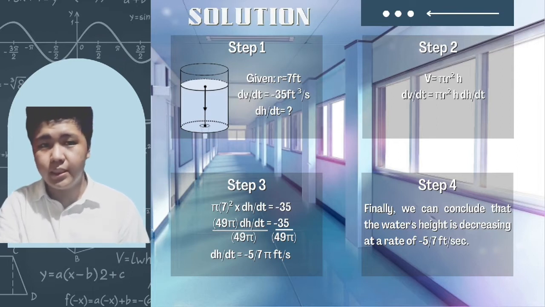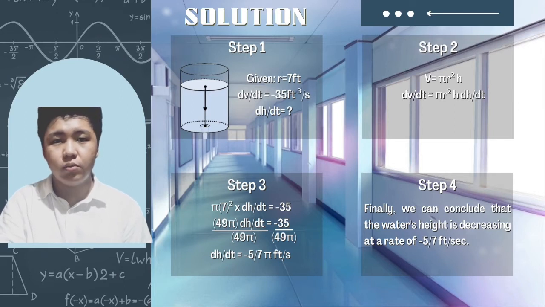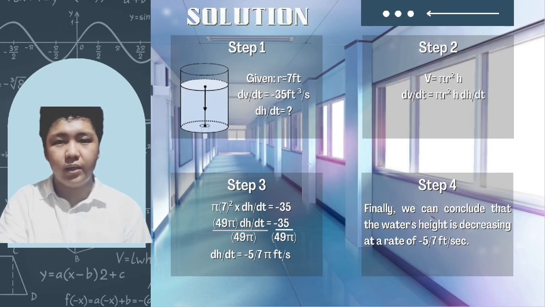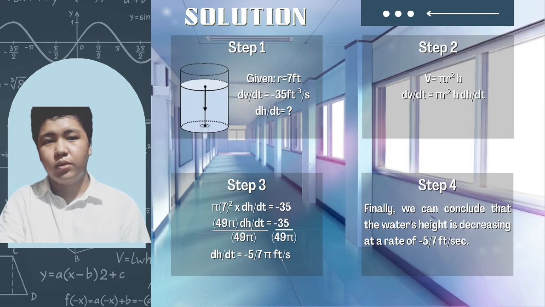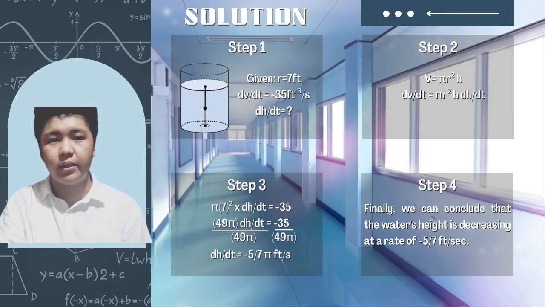By substituting dV over dt, we obtain pi 7 squared dH over dt equals negative 35. Next, we just need to continue solving the equation, and we will end up with 49 pi dH over dt equals negative 35. To solve for dH over dt, we must divide both sides by 49 pi. So we'll end up with negative 35 pi over 49 pi, and we need to simplify it for the final answer. So the answer is negative 5 over 7 pi. Finally, we can conclude that the water's height is decreasing at a rate of negative 5 over 7 pi feet per second.